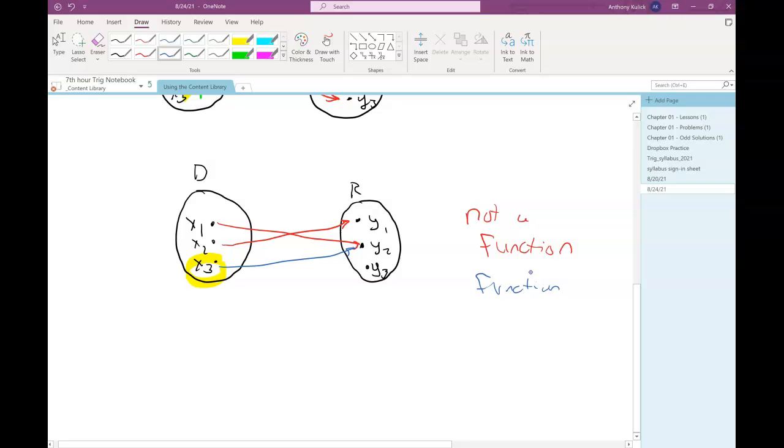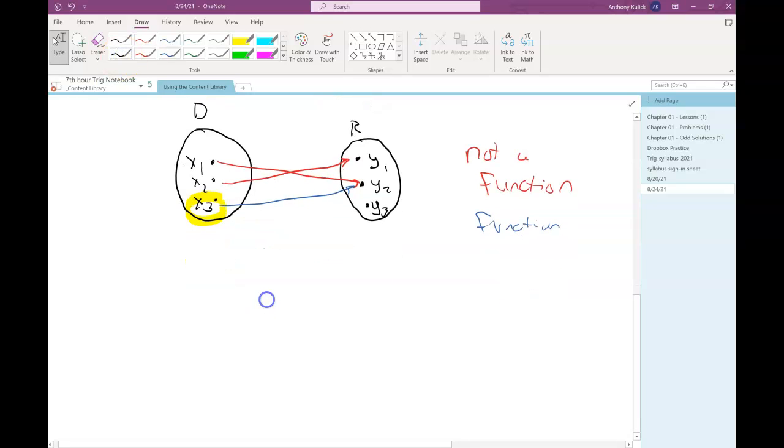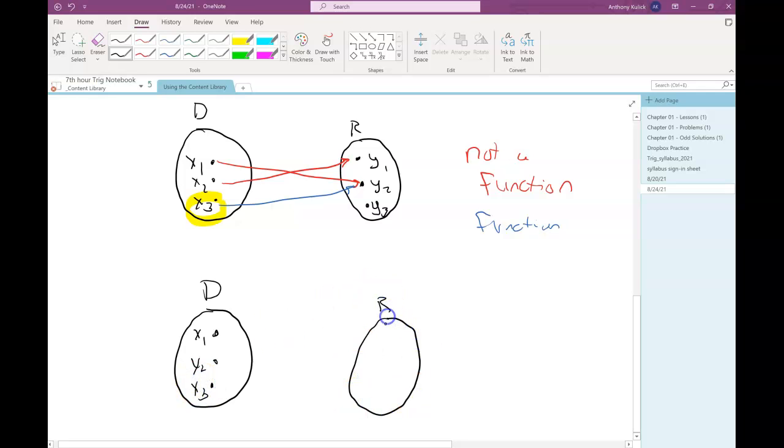Okay, one more example, and we'll move forward to a different representation.